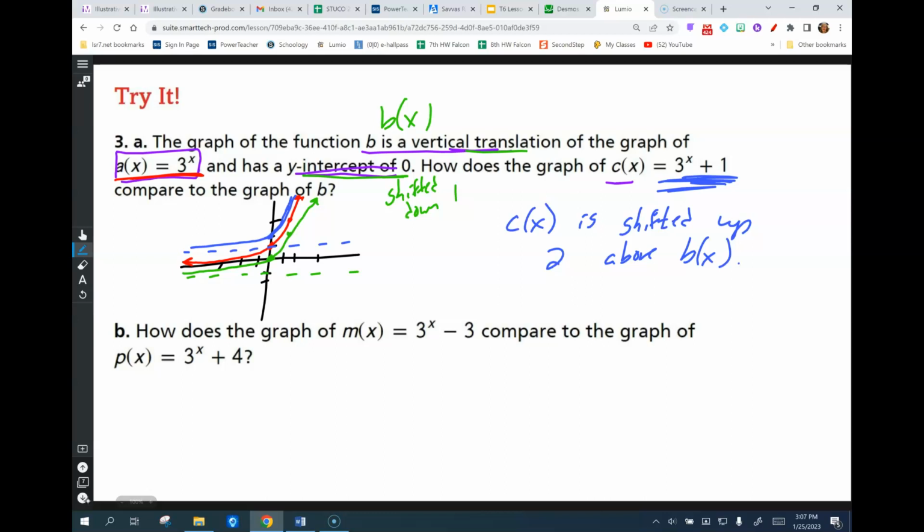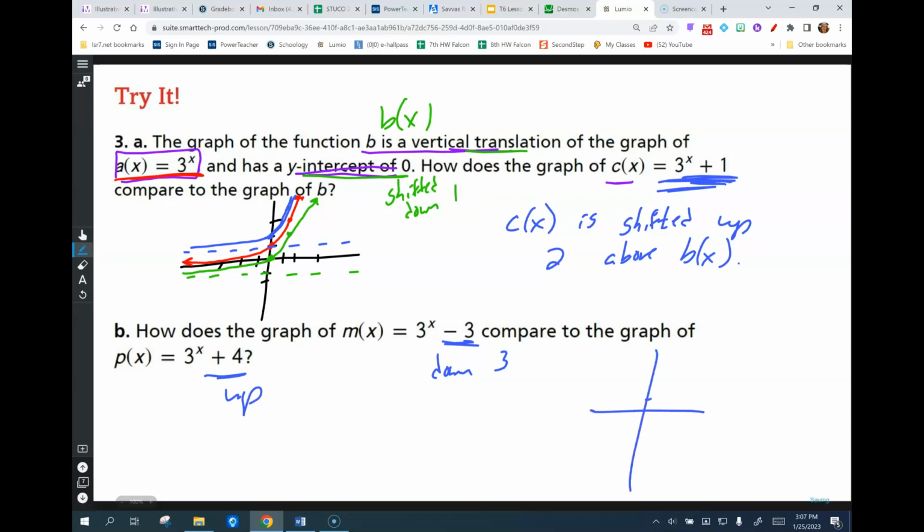Okay, now look at this one here. It's going to ask you, this one's much easier. So look at this one. What does this shift up? It shifts down 3. So this goes down 3 compared to the graph that goes up 4. So what's the difference between them? If this one goes down 3 and this goes up 4, think about that.